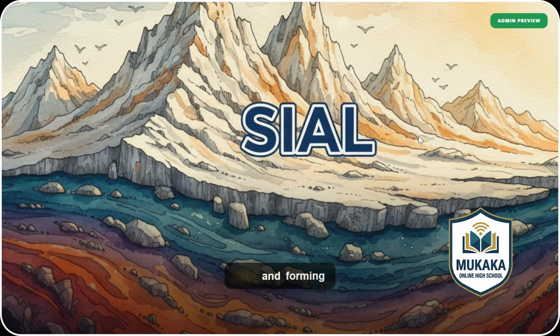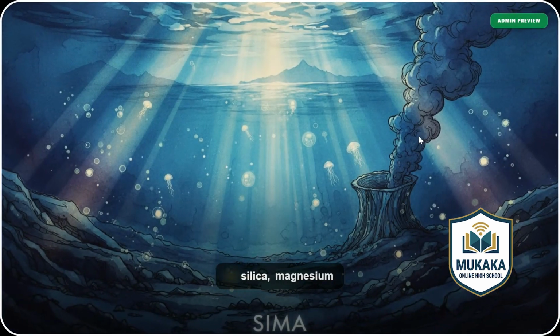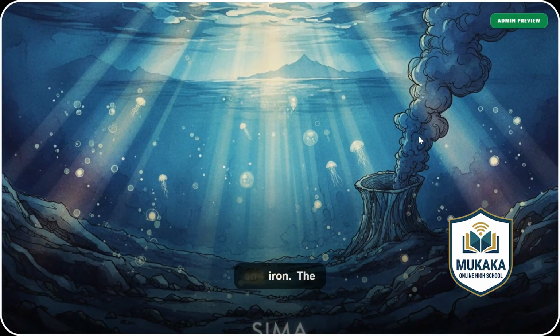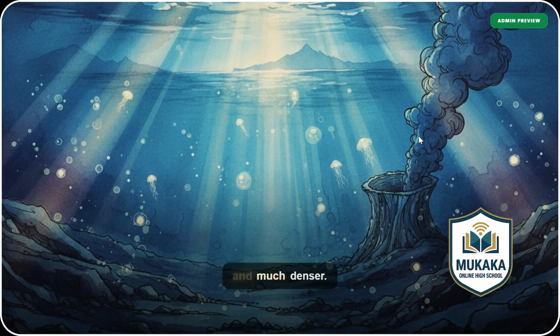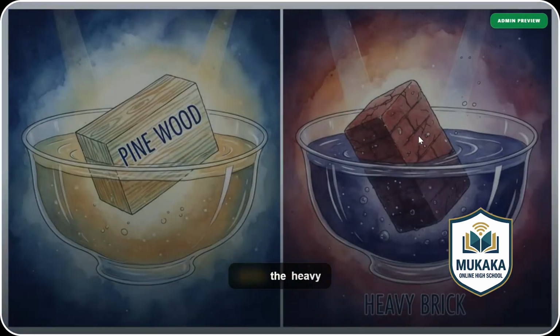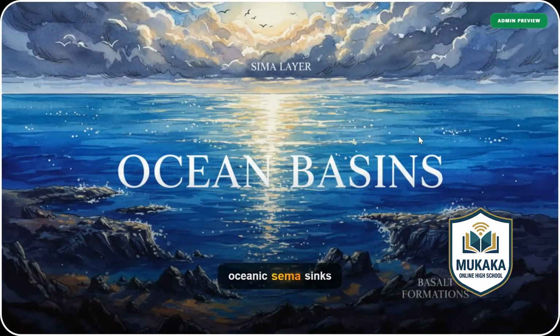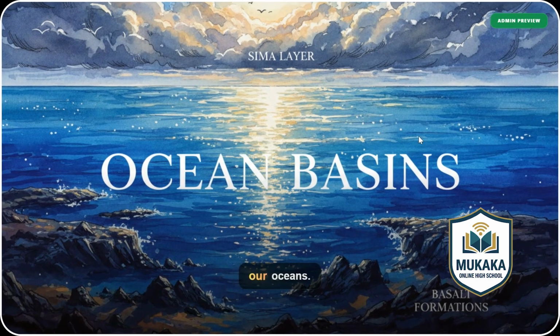Beneath this, and forming the floors of the oceans, is the Sima. Rich in silica, magnesium, and iron, the Sima is basaltic and much denser. Think of it this way. The lighter continental Sial floats high like a block of pine wood, while the heavy oceanic Sima sinks low like a dense brick, creating the basins for our oceans.